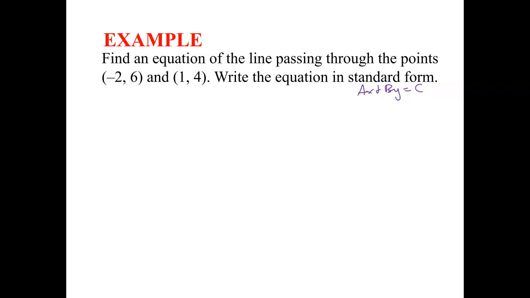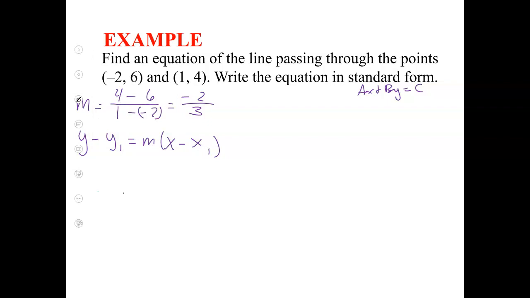Now, point-slope form is kind of our go-to, but what am I missing in order to use point-slope form? Slope. So what can I use to find the slope? Slope formula. Okay, so we'll start with the slope formula: y2 minus y1 over x2 minus x1. So now I've got my slope. Now I can go ahead and plug in the slope, point-slope form: y minus y1 equals m times x minus x1.